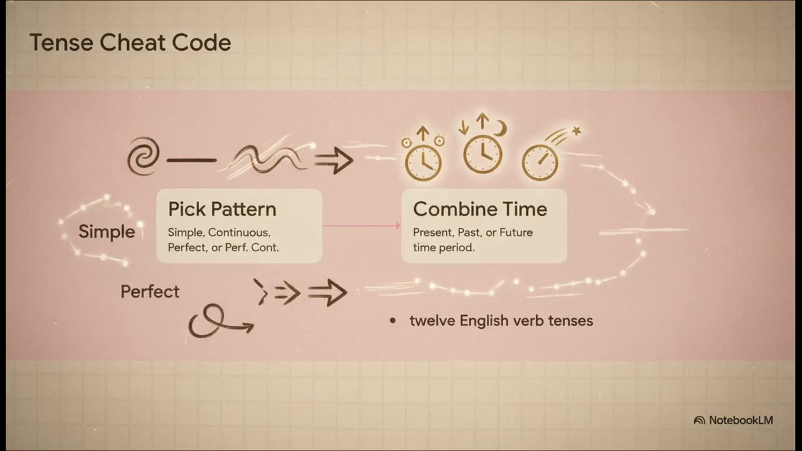To synthesize this entire explainer into one brilliant cheat code, you really just follow 2 simple steps. Step 1, memorize the 4 core patterns. Simple is the basic action, continuous uses be plus an ing verb, perfect uses have plus a v3 verb, and perfect continuous uses have been plus an ing verb. Step 2, seamlessly combine your chosen pattern with the 3 time periods, present, past, or future. That is the entire secret.